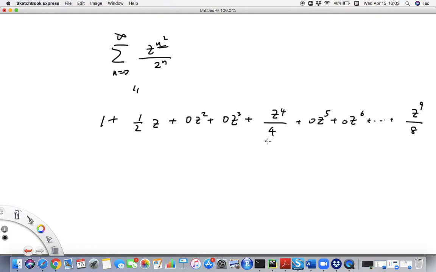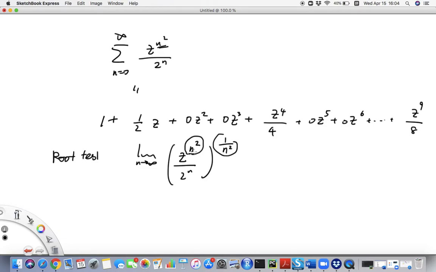Some of you used the root test. To use the root test, it's important to not take the nth root, but the n squared root. So if you want to use the root test, you have to take z^(n^2) over 2^n to the 1 over n squared. So this has to be the inverse of that.